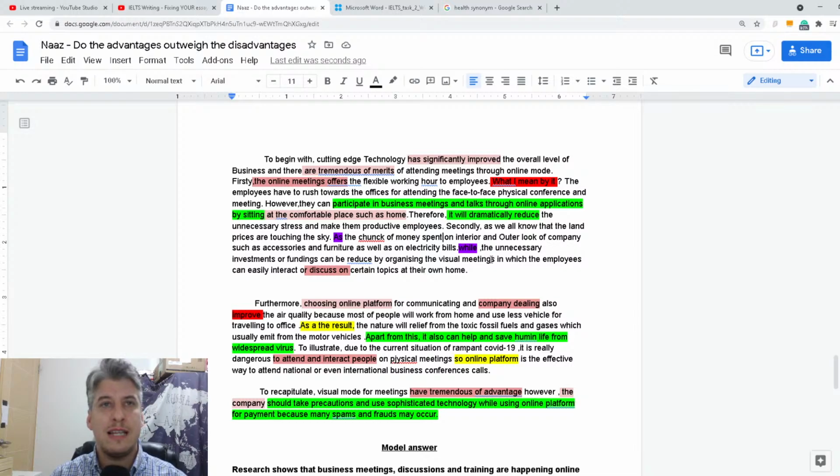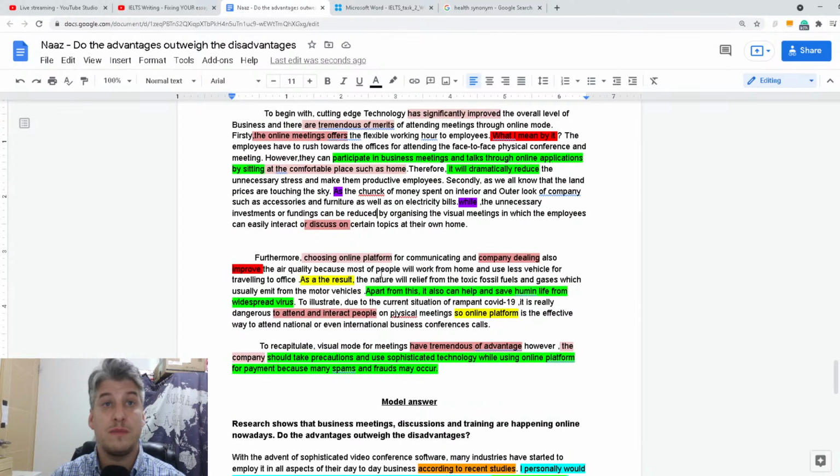And it's almost like Naz tried to do that in the next thing. While the unnecessary investment or funding can be reduced by organising the visual meetings in which the employees can easily interact or discuss on. So here we need to say something about a budget and then mention while these unnecessary investments could be solved by visual meetings. So it's very close, but you're missing a little bit of information. And here we would say, instead of discuss on certain topics, just discuss certain topics.